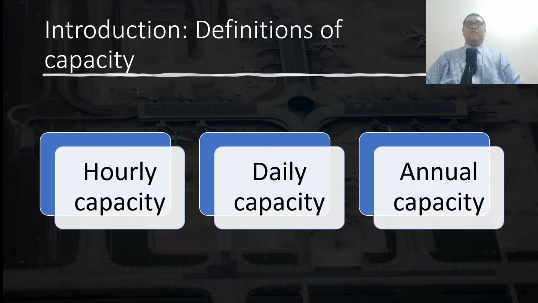Now, there are three different definitions of capacity. First, we have the hourly capacity, which considers the arriving and departing aircraft, the mix of the aircraft fleet, and the peaks in annual demand. Second, we have the daily capacity, which shows how the airport's capacity can be sustained over a long period. And finally, we have the annual capacity, which indicates if a runway is able to accommodate a certain volume of service in the long term.